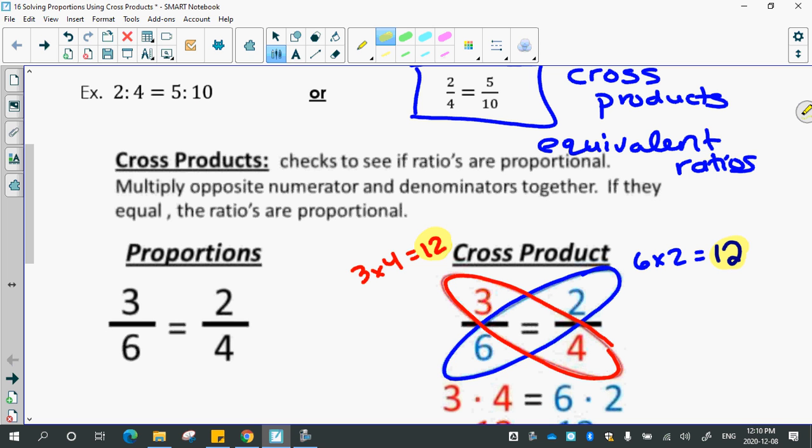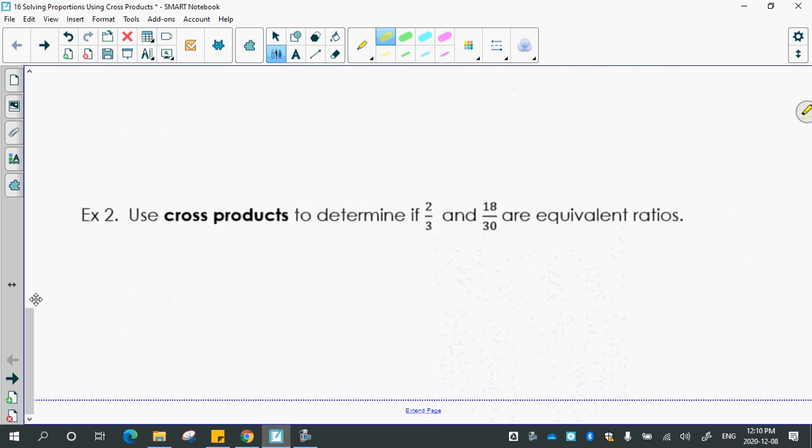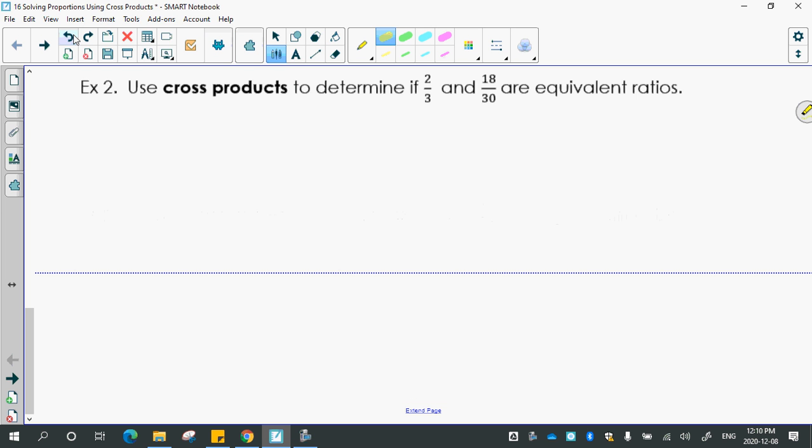If you get 12 in both spots, then you know that it's a proportion, or you know that the ratios are equivalent. Okay? So if you went back to the one we just did and it said, say whether they're equivalent ratios or not, you can set them up as fractions. If the cross products are equal, they're equivalent ratios. It's a really fast way to tell. So it's going to really help us when we go to solving proportions.